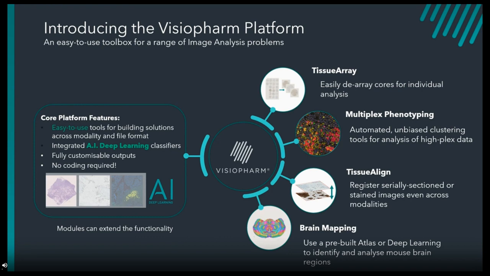We also have one product that is called the Brain Mapper for the mouse brain, which has a pre-built atlas with deep learning classifiers to identify the mouse brain regions, horizontal and sagittal sections, and you can then identify your biomarkers and quantify them within the different regions.